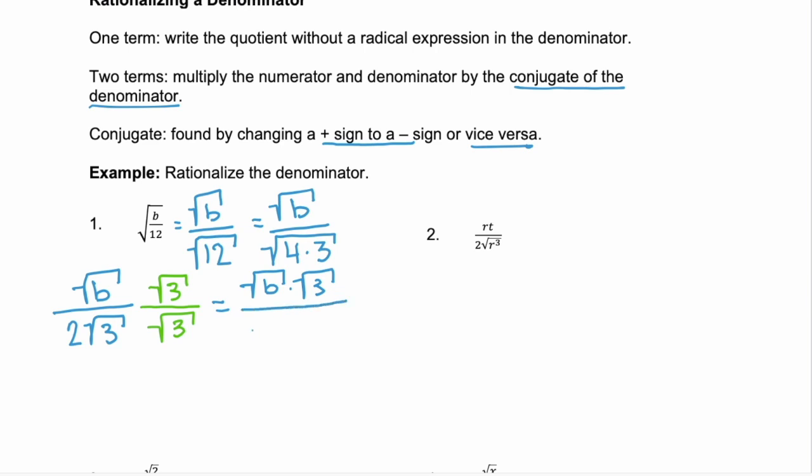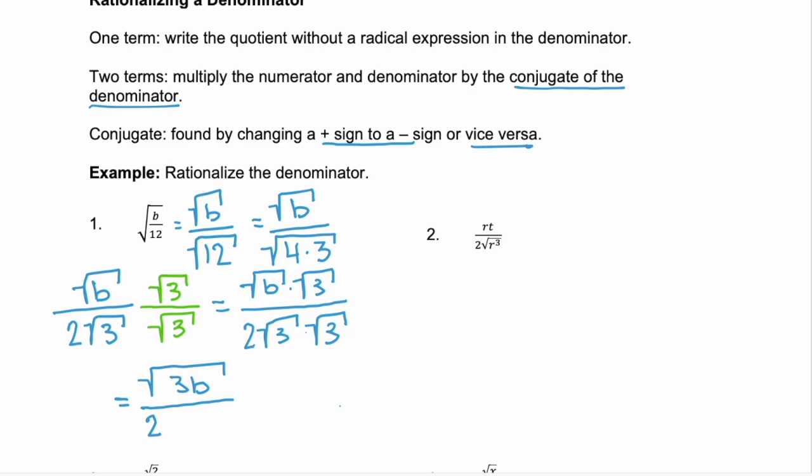And then our denominator is 2 square root of 3 times square root of 3. Now we can simplify the numerator. A square root times another square root is the same as the square root of those products as the radicand, or the square root of 3b. And then our denominator, we have 2 times the square root of 3 times the square root of 3.